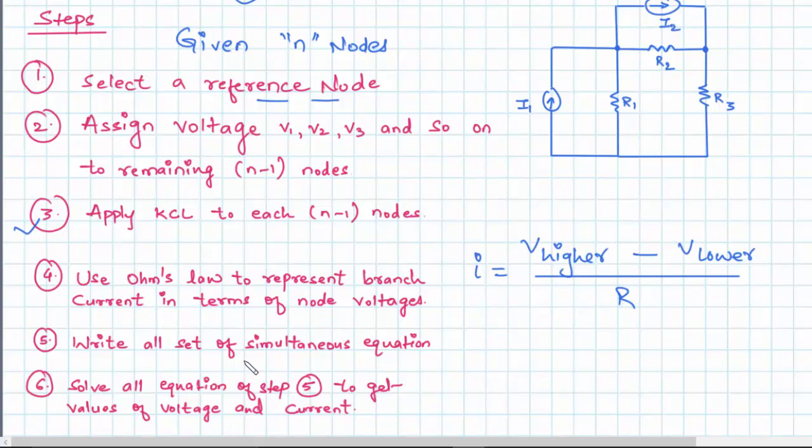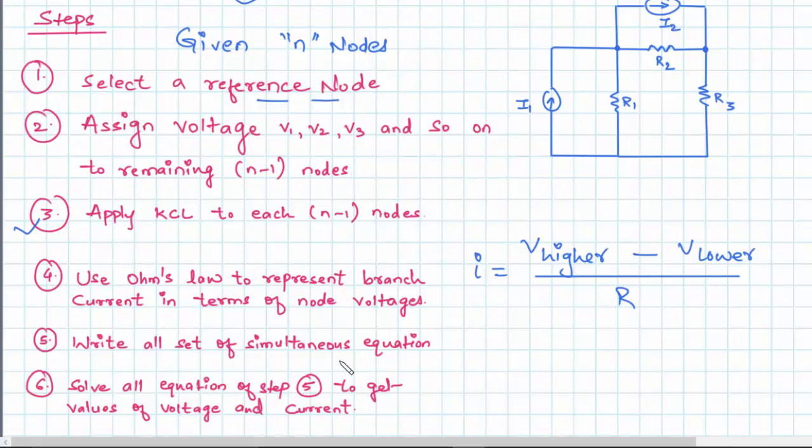Alright. In step 5, we need to write all the sets of simultaneous equations, and we will see how we can form all these equations. And in step 6, we need to solve all these equations using various methods. And we will talk about all these methods when we solve some problems. Alright, so these are the 6 steps which we need to follow in nodal analysis.